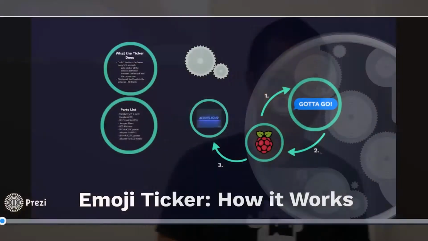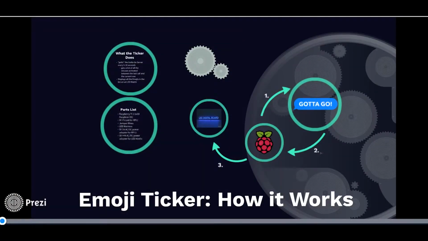It's called Emoji Ticker, and this is just a talk about how it works. I'll be going over some of the software, or pretty much all of the software, and we're going to have a lot of code snippets. Feel free to ask me questions whenever. I welcome them. Cool. So, talk about Emoji Ticker.